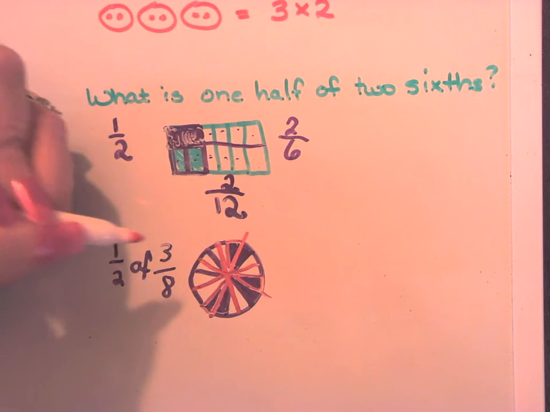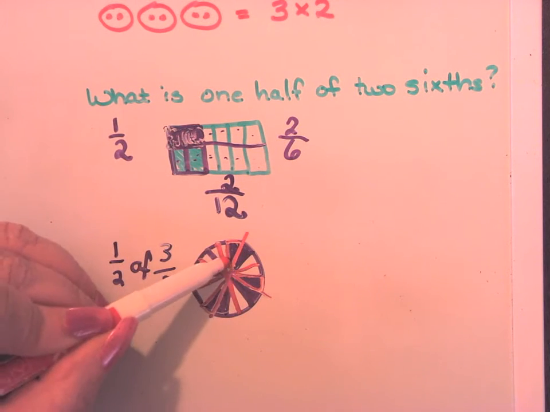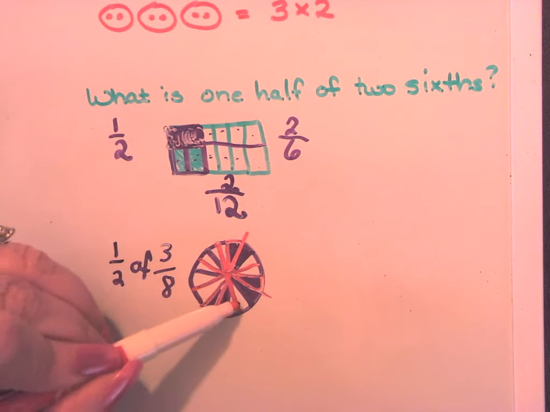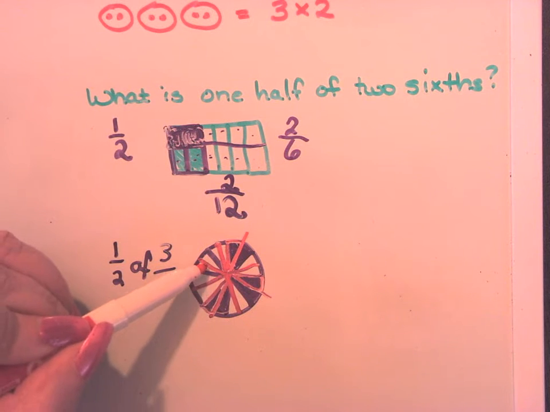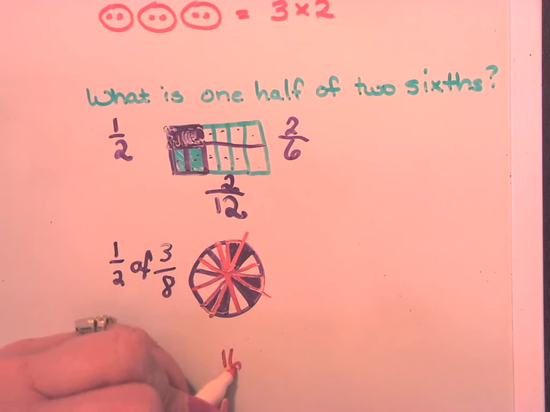Okay, now a lot of little red pieces there. But if we count them up, 2, 4, 6, 8, 10, 12, 14, 16. We have 16 pieces now.